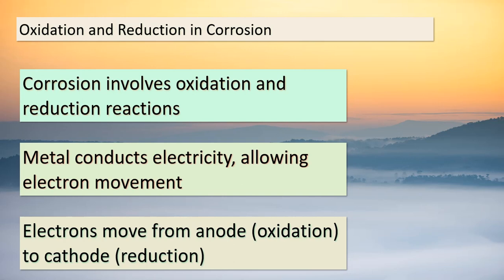Metals, including iron, have the unique ability to conduct electricity. This means that electrons generated during corrosion can travel through the metal. They journey from the anode, where oxidation occurs, to the cathode, where reduction takes place. Imagine this process like a small electrical circuit within the metal.